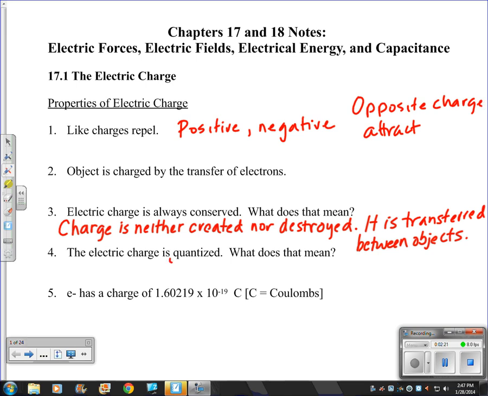So when I say that it's quantized, what I mean is that it comes in discrete quantities or multiples of the charge on 1 electron.